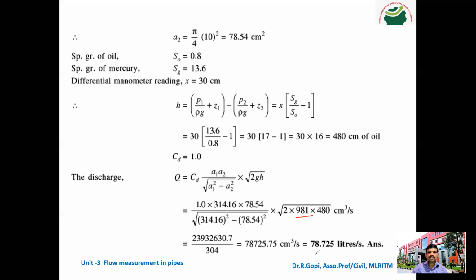Now substitute all the values. Finally you get 78,725.75 centimeter cube per second. In terms of liters, it is 78.725 liters per second. So this is the problem on the inclined manometer. Nothing changed; the formulas are the same. If any data is not given in the question, you have to assume it.